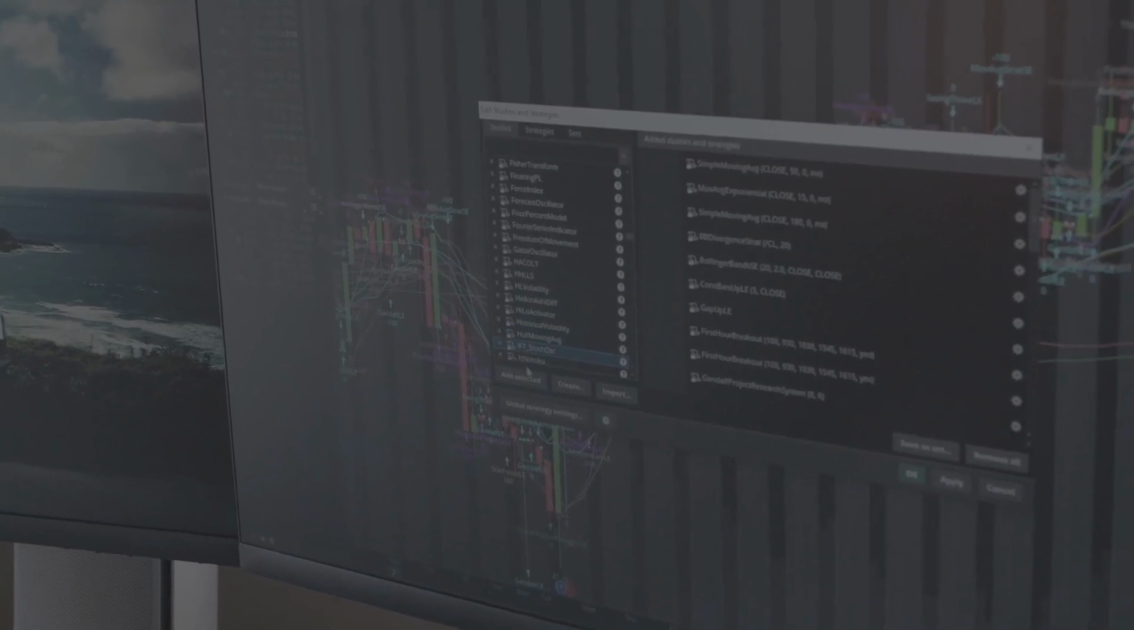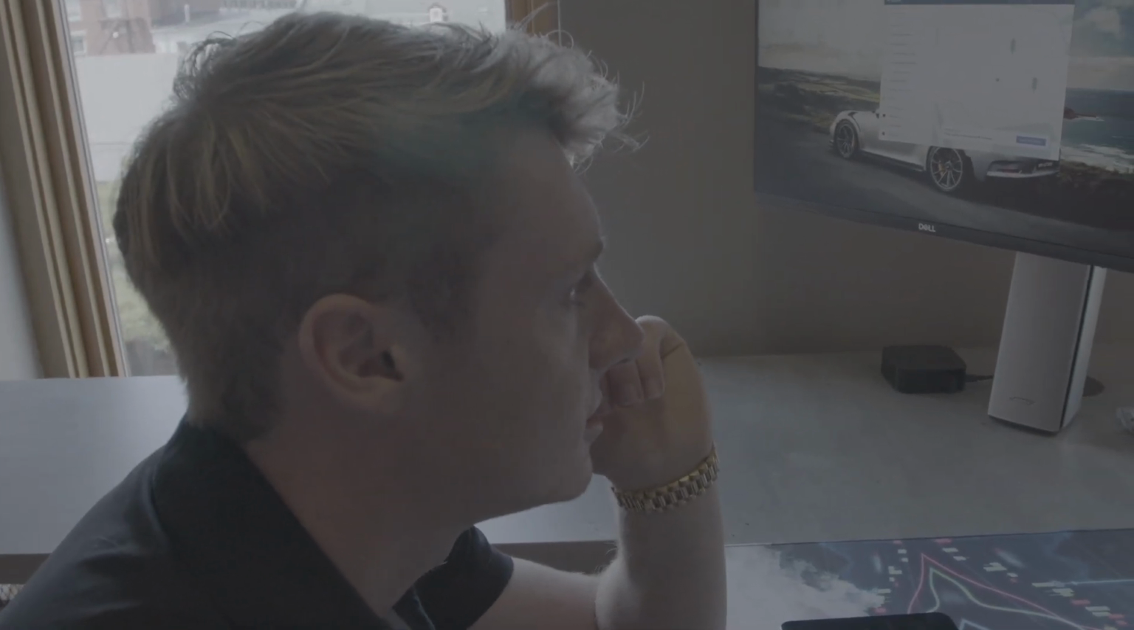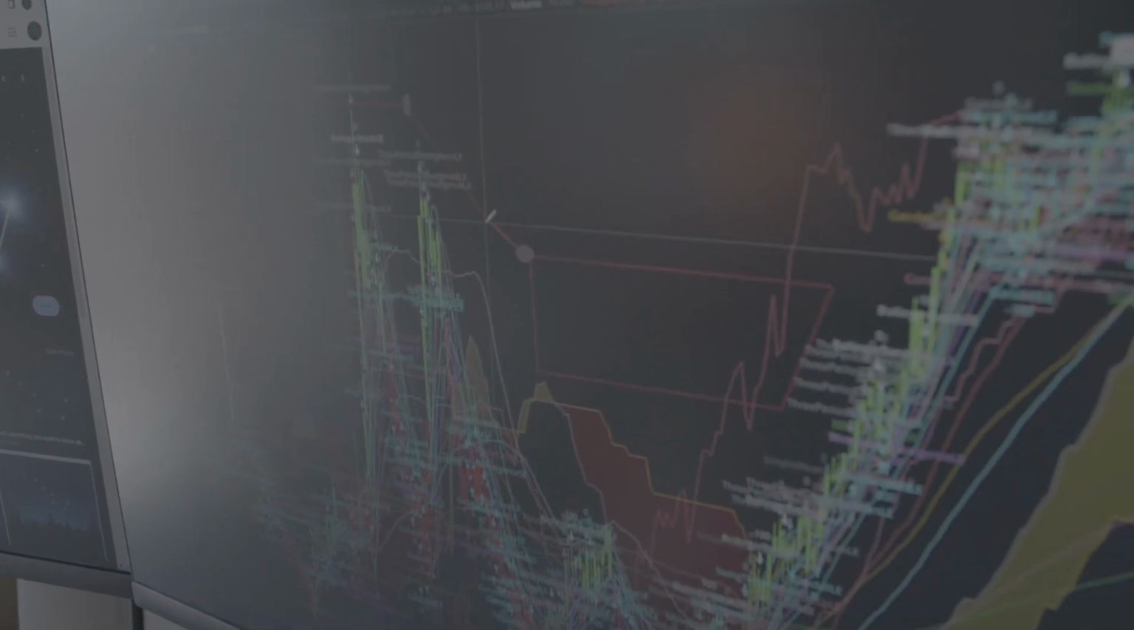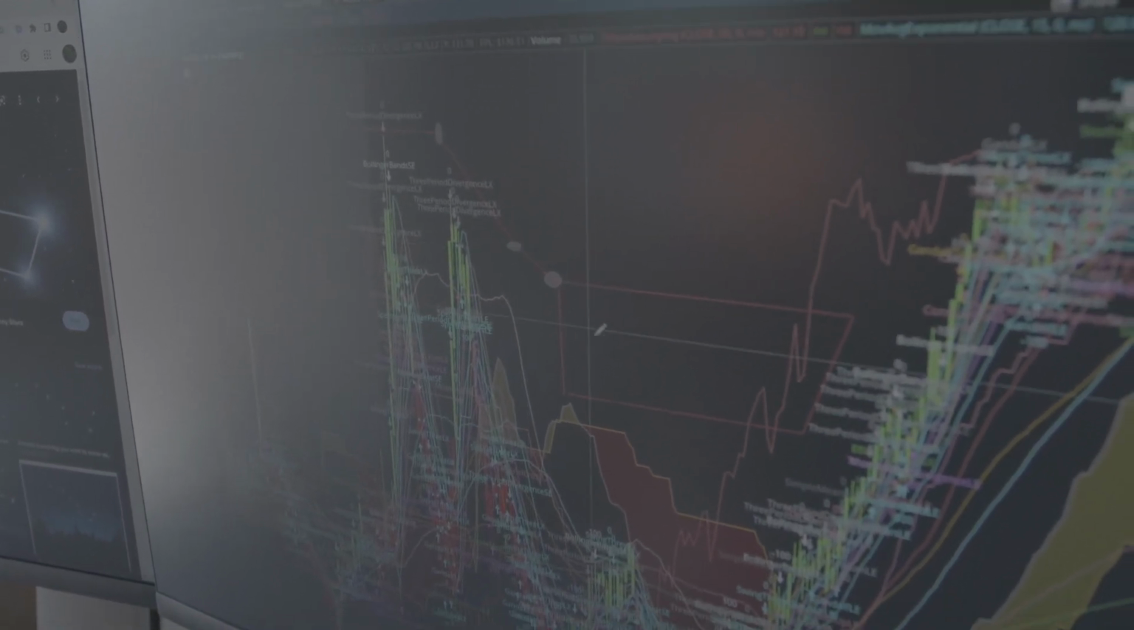I need more. More indicators equal better trader. More. These are the stars right here. Okay.